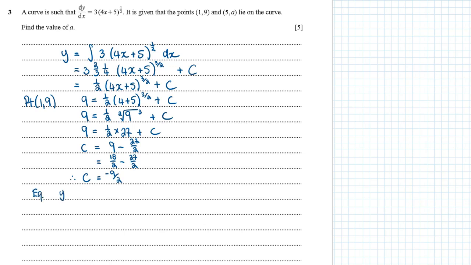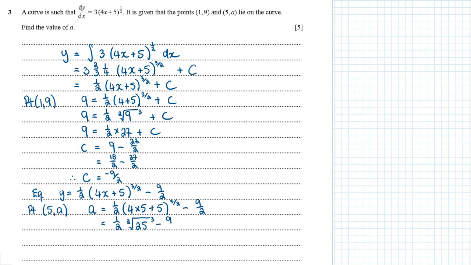Our equation, therefore, is just a half of (4x plus 5) to the power of 3 on 2 minus 9 on 2. Now, to find a, we know what x is, and a is the y value, so we just put the point into the equation, and we'll have a is a half of (4 times 5 plus 5) to the power of 3 on 2 minus 9 on 2. Well, that whole brackets is the square root of 25 raised to the power of 3, and that turns into 125 on 2 minus 9 on 2, which is 116 on 2. Therefore, a is 58. And we're done.